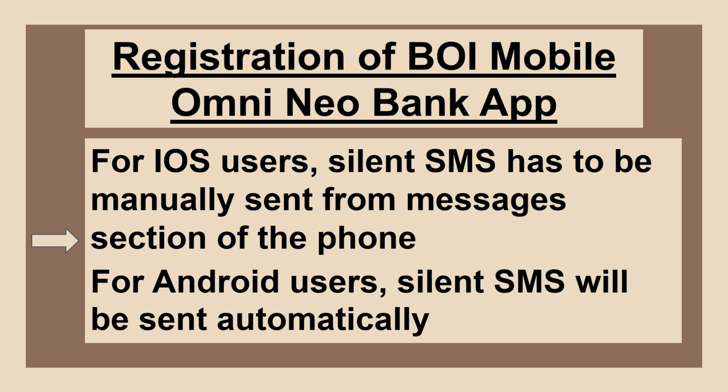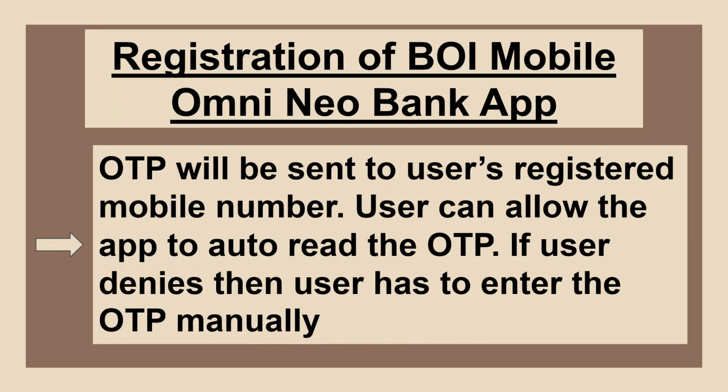For iOS users, a silent SMS has to be manually sent from the messages section of the phone. For Android users, the silent SMS will be sent automatically. An OTP will be sent to the user's registered mobile number. The user can allow the app to auto-read the OTP. If the user denies, then the user has to enter the OTP manually.